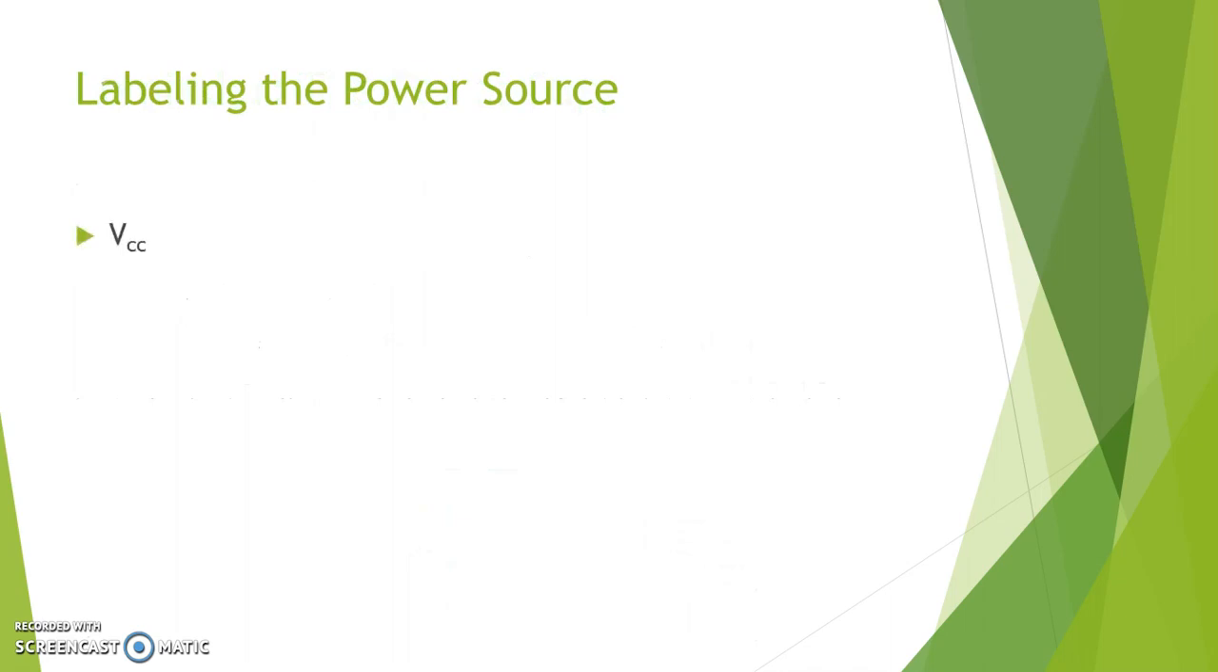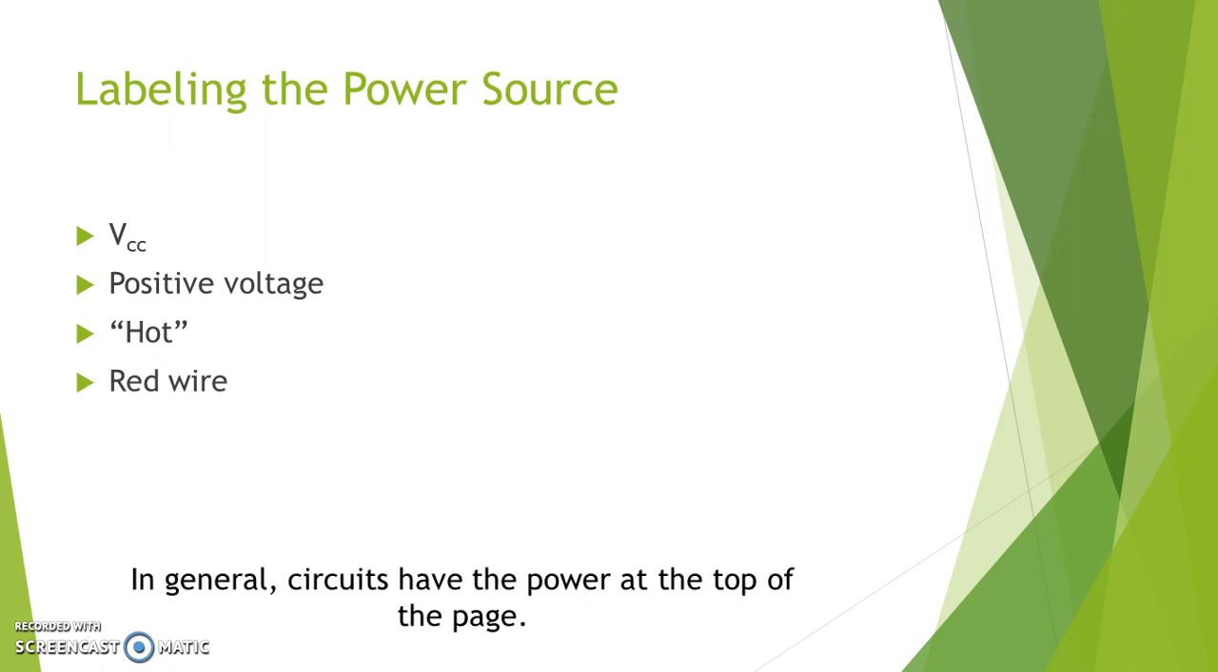When we label the power source, if you're reading someone else's schematic, it may be labeled a lot of different ways, not just as that kind of battery symbol. So we may see a V with underscore CC. It may be labeled as positive voltage and maybe the value. Sometimes we'll just refer to it as hot. Sometimes there will be a red wire, even on the schematic, but definitely in our circuit. Note that in general, the circuits will have the power at the top of the page, so they have the positive potential at the top of the page.